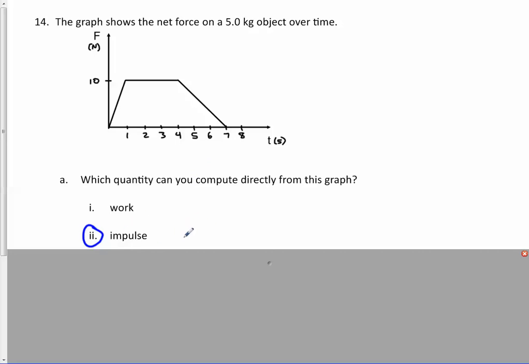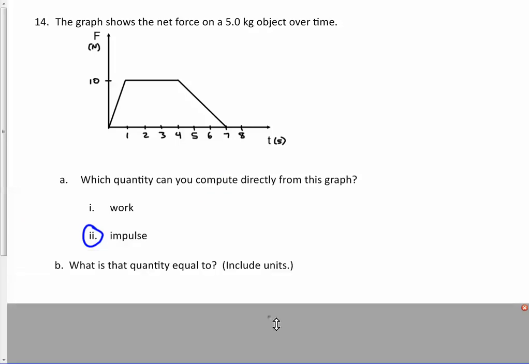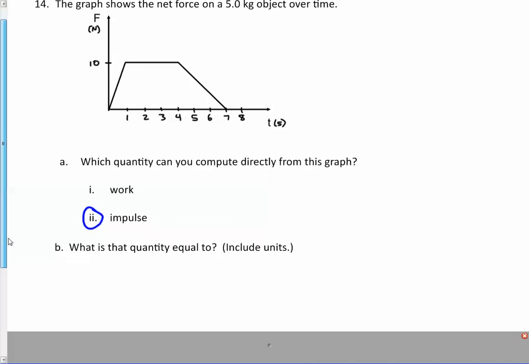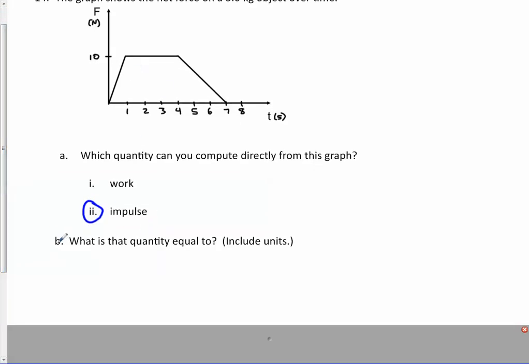So the impulse is force times time, but in a case where the force is not constant, it's the integral of F dt. But of course with a graph, we can do it using the area. So B asks us to figure out what the quantity is, so we need the area under this graph. The impulse officially is the integral of F dt, but from a graphical point of view, it's the area under the graph.